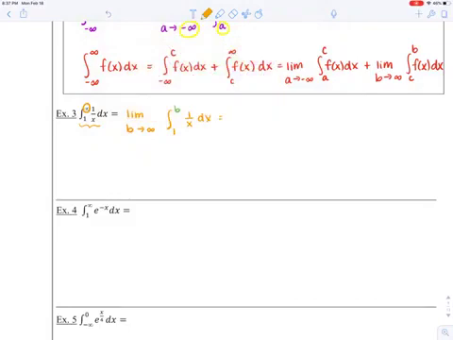Now, guys, you're going to work this integral from the inside out. You're going to do the integral first.